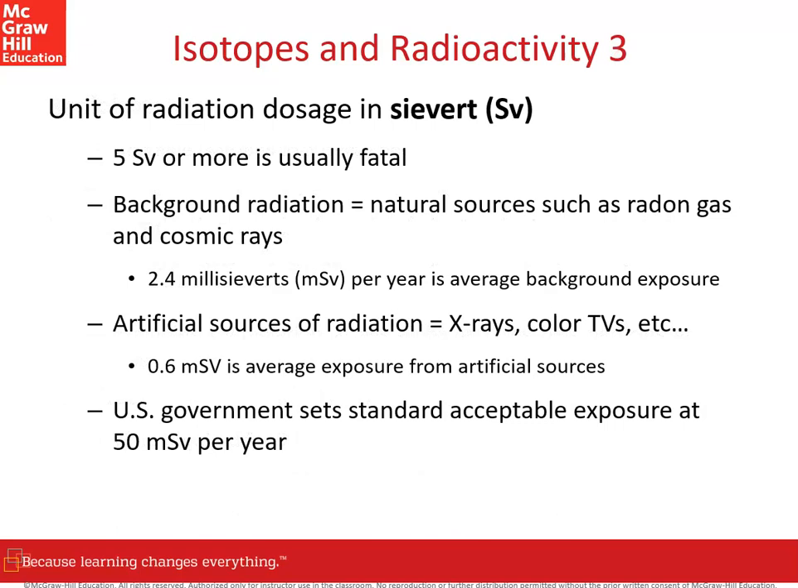Right now, the United States sets the standard for normal acceptable exposure to radiation at 50 millisieverts per year. Okay, so there are things that we do to protect ourselves from getting too much radiation. The sunscreen is a big part of that. Minimizing x-rays that aren't essential is a big part of that.